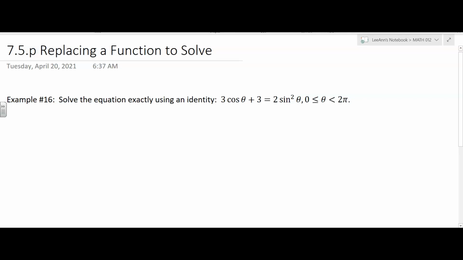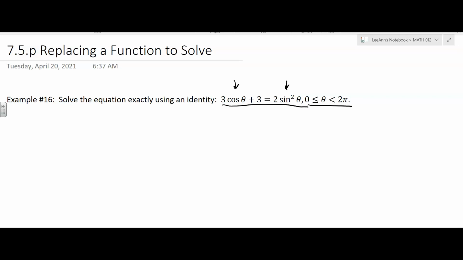Okay, so we have another equation to solve, and we're solving for theta. This time they do give us a restriction on the domain, so from 0 to 2 pi. And here's our equation. So you have a cosine, you can see that, but you also have this sine squared theta. Well, we don't want both of them in there. We need it to be in terms of one function.